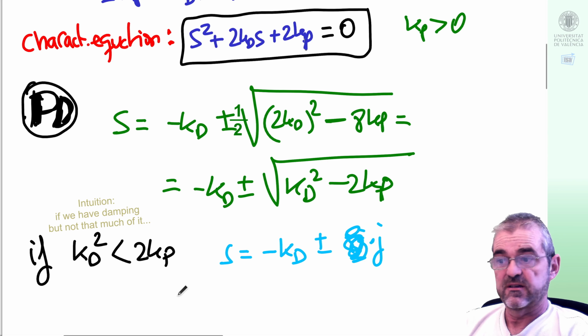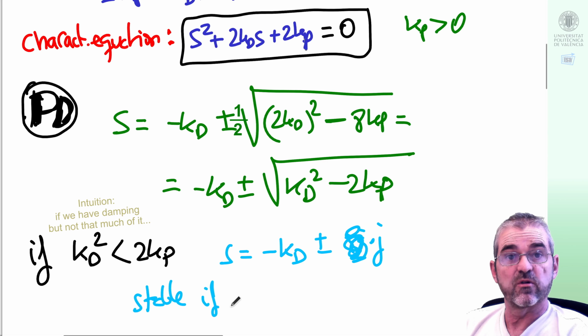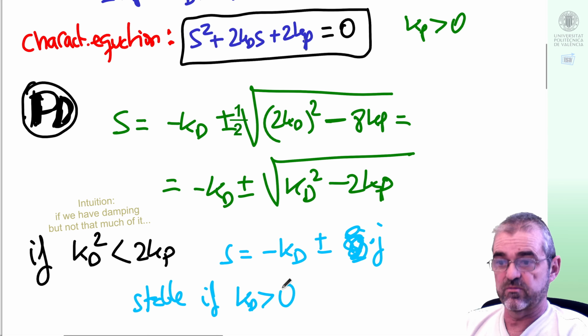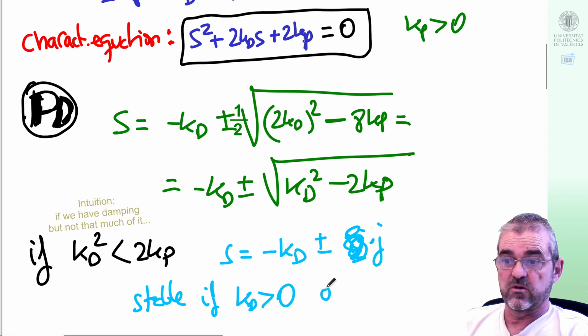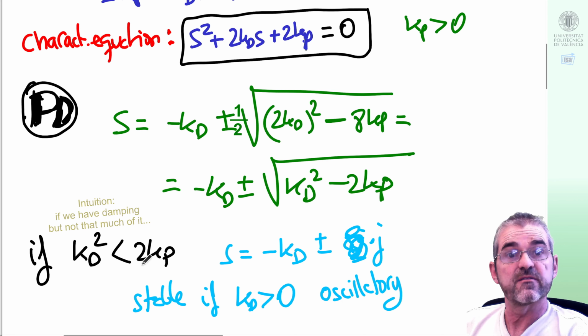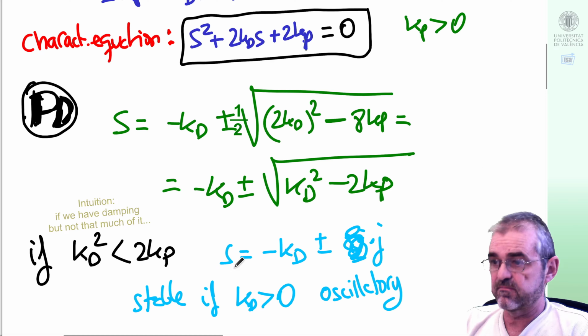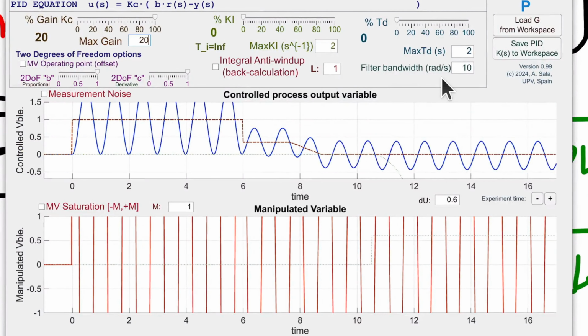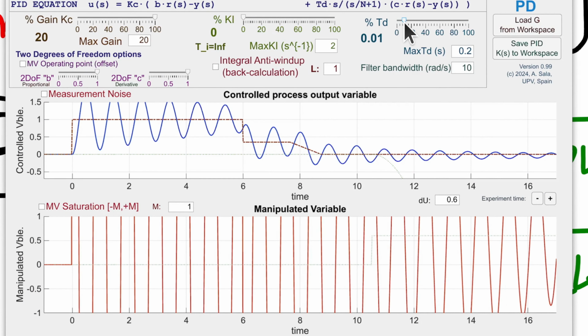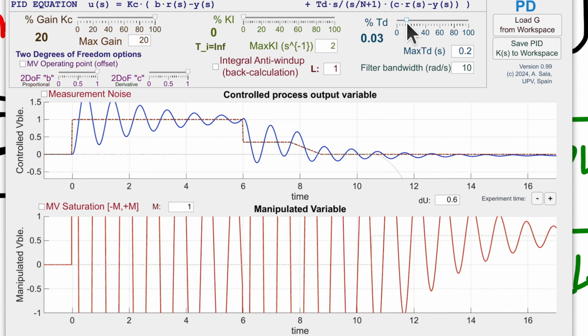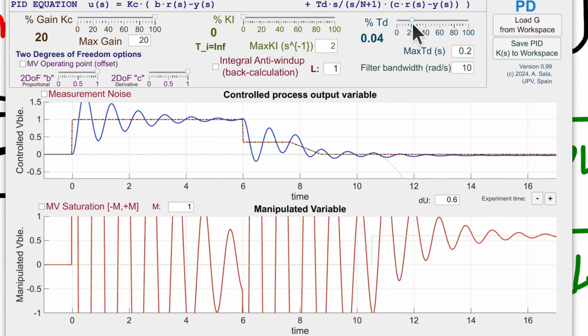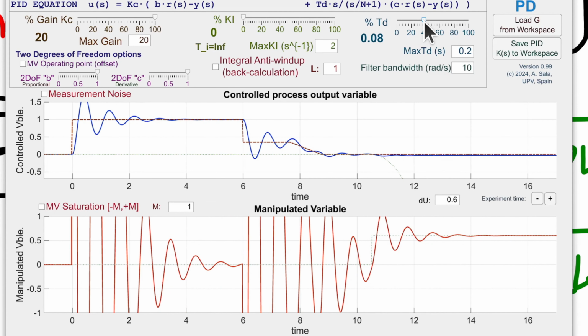Then it will be stable if the real part of the poles is negative, so this will be stable if kd is also positive, and it will be oscillatory. So if derivative action is small, I will have oscillations. Indeed, if we simulate, this was only proportional, and if I add a little bit of derivative action, we have oscillations that are stable: they get ultimately damped and disappear.